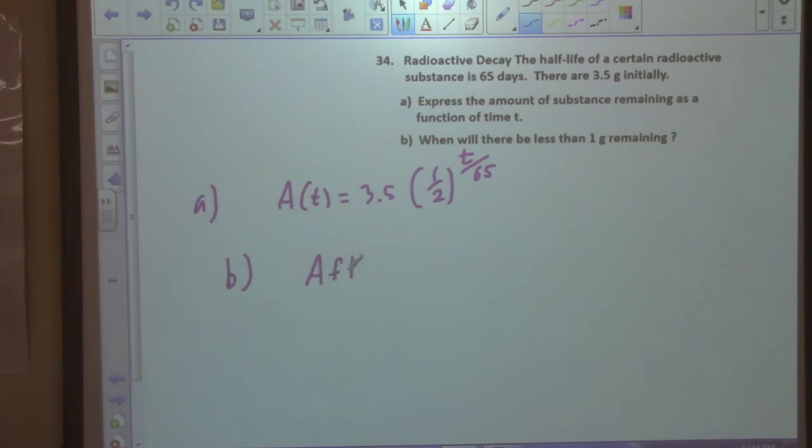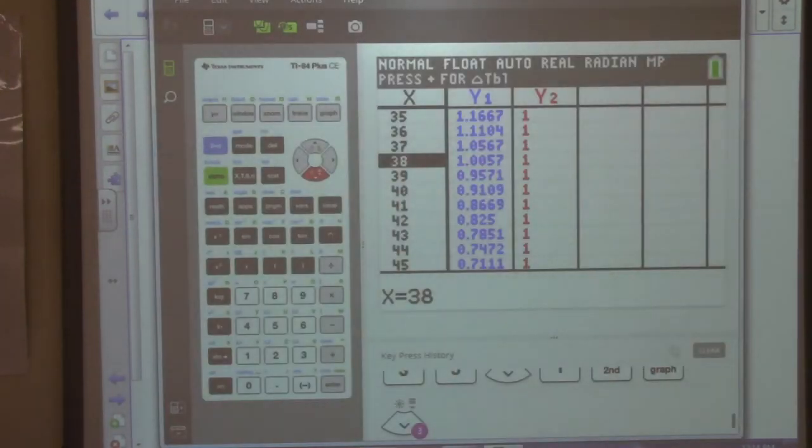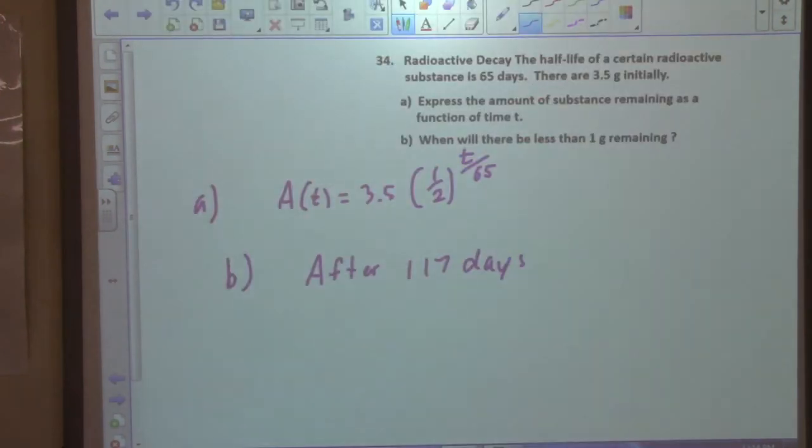After 117 days. Yeah. How did you solve this one? I looked in the table and graphed it. So you looked at the table, and then I did the graph. And the graph too? Okay. Well, let's do the graph because I think the graph's a little faster. And we see it's 1 gram remaining.